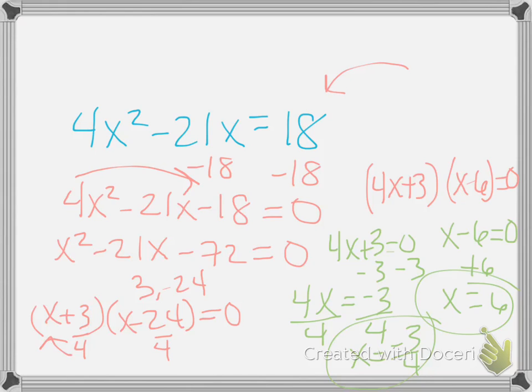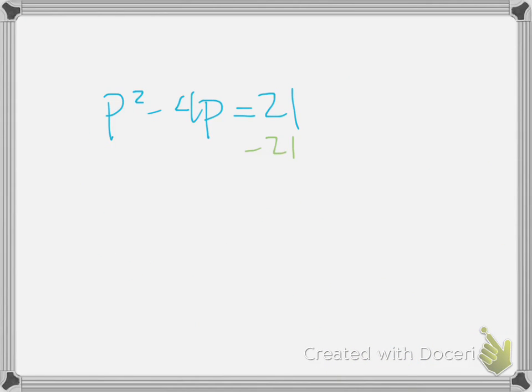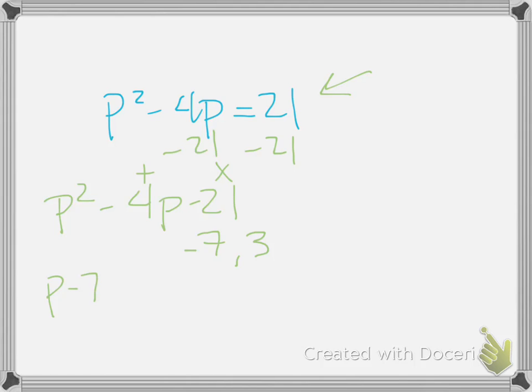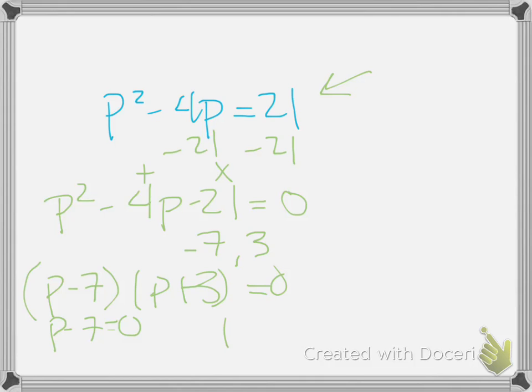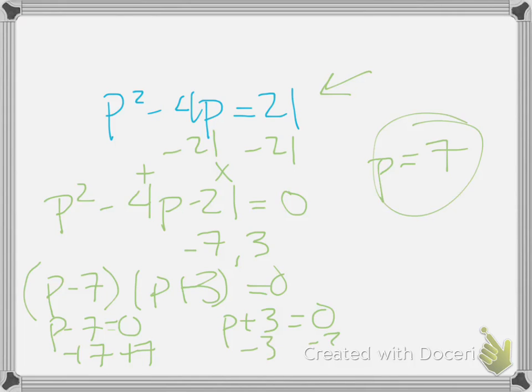Okay, this one we got to subtract 21, because we don't have our happy face. We need our happy face before we can do anything. So two things that multiply to get me negative 21, add to get me negative 4, so negative 7 and positive 3. So p minus 7, p plus 3 is equal to 0. Okay, so p minus 7 equals 0, and p plus 3 equals 0. Add 7. So p equals 7 is one of ours. Subtract 3. So p equals negative 3 is another one.